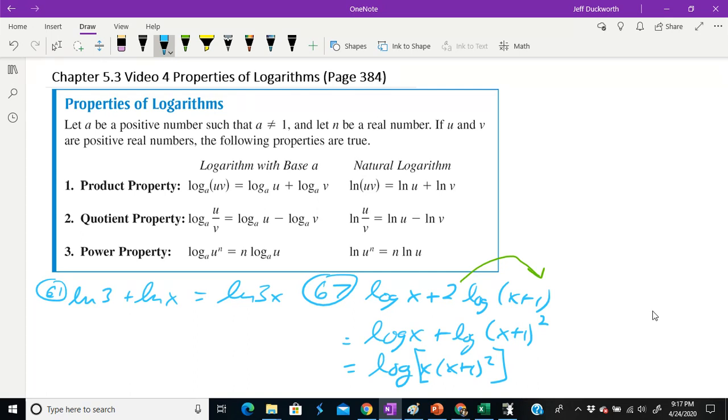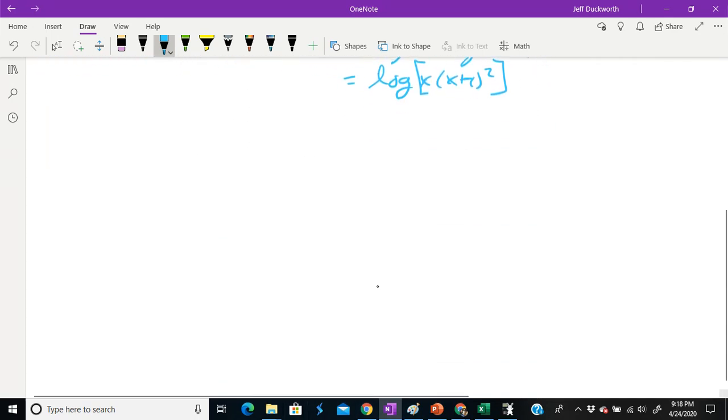Now note, I can't bring this 2 out in front. This 2 is stuck. I've got a product here. If this x was also squared, whereas the whole thing was squared, I could bring it out, but I can't now, and I don't really want to anyway. All right, let's scroll down and let's try one more. Let's try number 73.